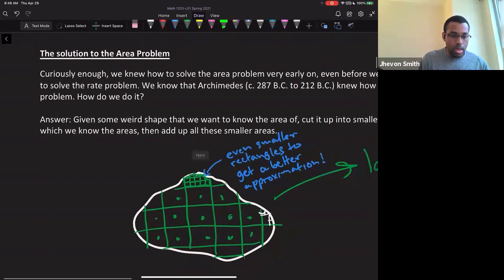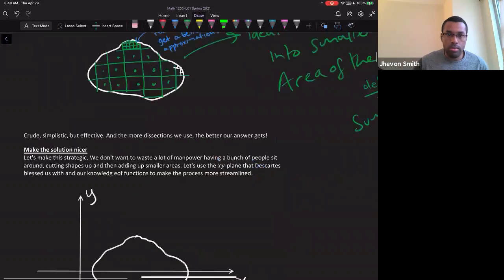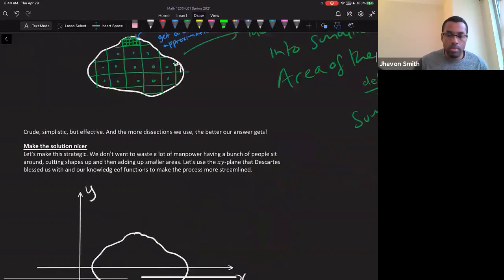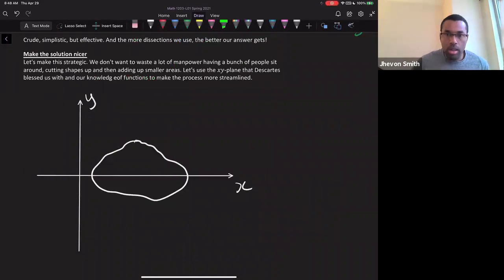So here's one way we can do it. And I don't know, it seems like the screen is freezing. I don't know what's going on with the iPad today.